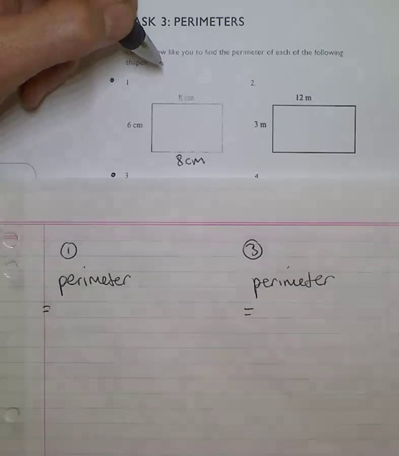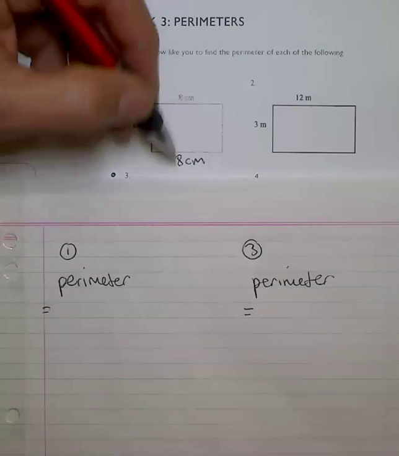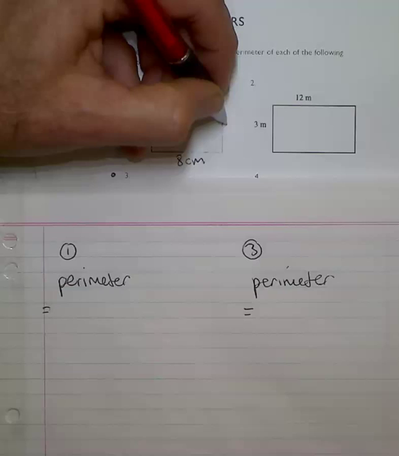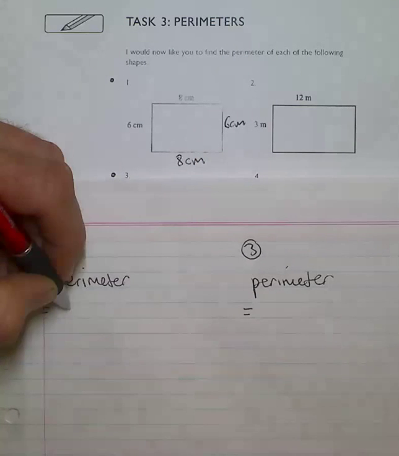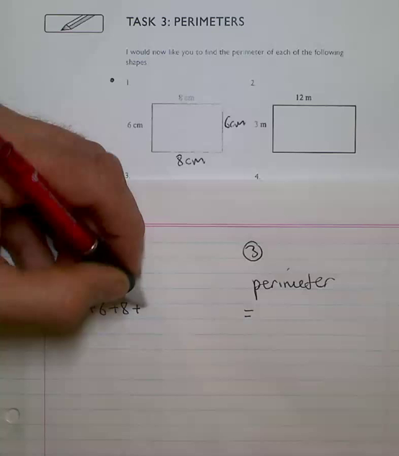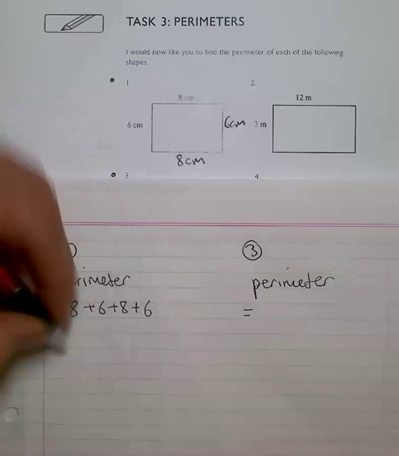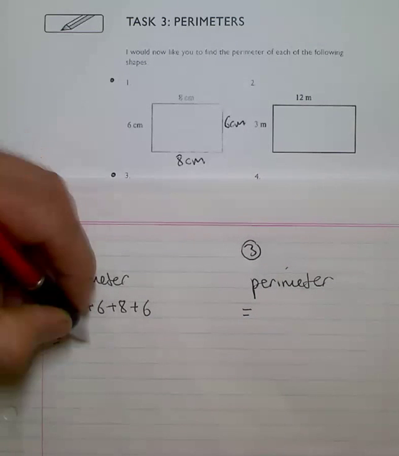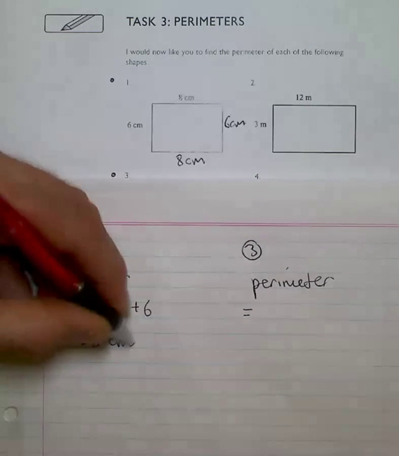We sometimes call them parallel sides. So the 8 corresponds to the 8, and the 6 corresponds to the 6. So the perimeter is 8 plus 6 plus 8 plus 6, which is going to be 28 centimetres.